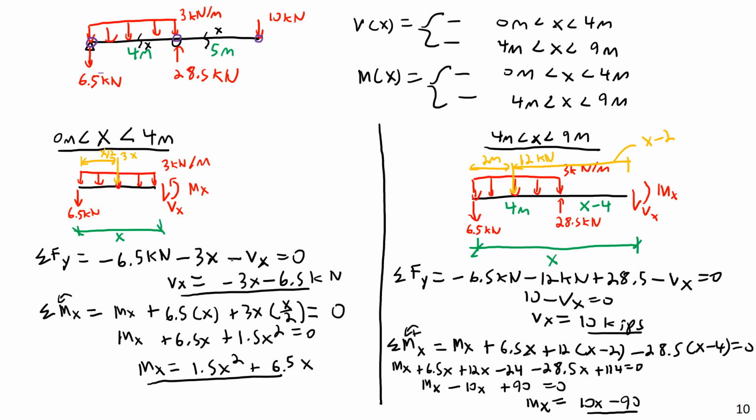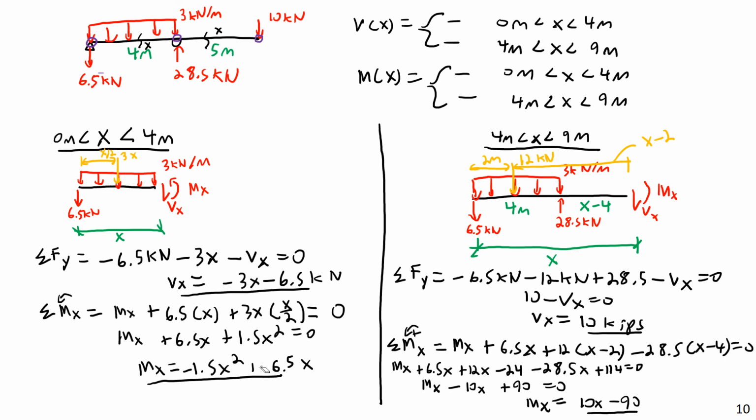Now, the algebra here looks right, at least when this is set up properly. So minus 6.5. Let's see. Mx plus 6.5 times x plus 3x times x over 2. Ah, there's the problem.